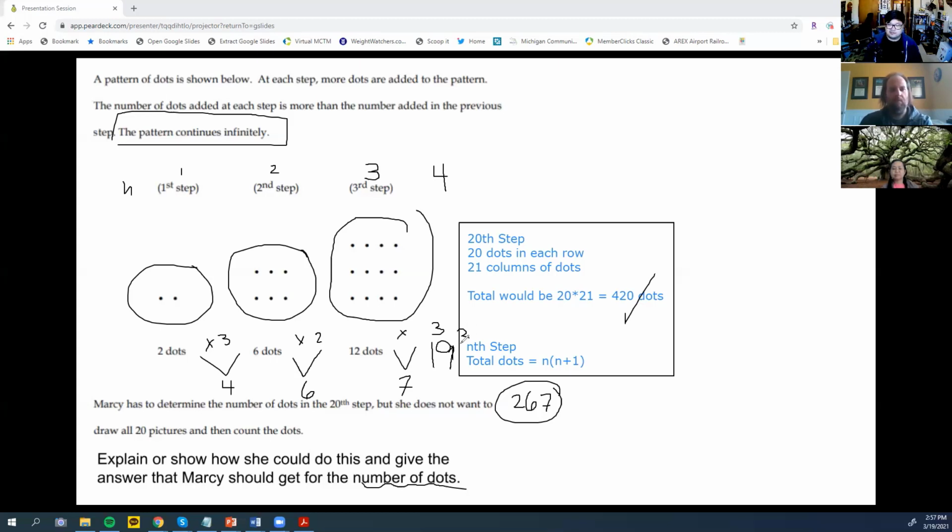Then this one would actually be adding 36, and by the time you get to the 20th step, you would have 6,466,176 dots. So that's another way to look at it as well.